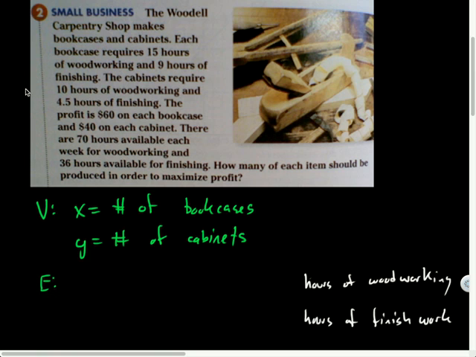So here we go, and then I'm probably going to have some limitations that these hours can't be negative. But these are the general kind of constraints that I see. So let's consider bookcases. Each bookcase requires 15 hours of woodworking. So 15X will be the number of hours total spent on all bookcases for woodworking. And how about for cabinets? How many hours of woodworking does each cabinet require? 10, so 10Y. And how about my available hours of woodworking?